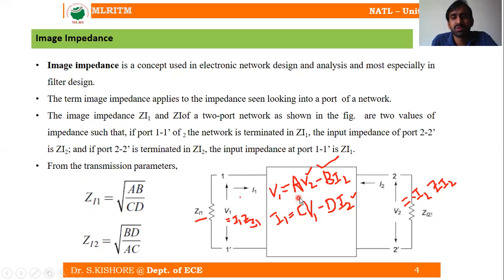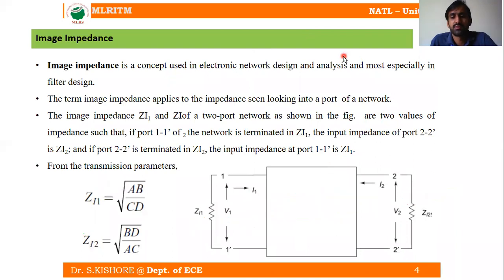So these two input impedances are nothing but our image impedance parameters looking at different ports. By applying the transmission parameter equations, we came across ZI1 equal to root over AB by CD and ZI2 equal to root over BD by AC. These are the two expressions for our image impedances. Now what happens if the network is symmetrical or if the network is reciprocal? Let us look into the other discussion.